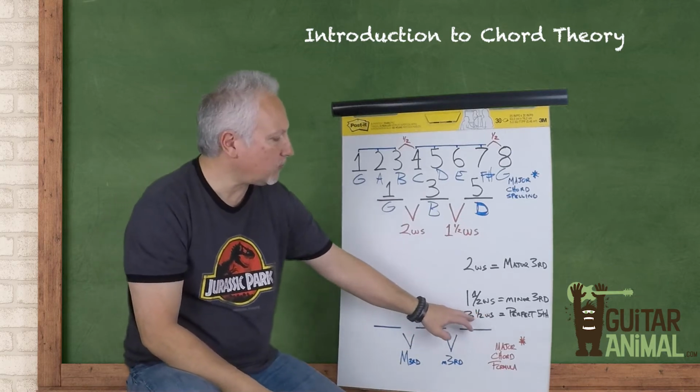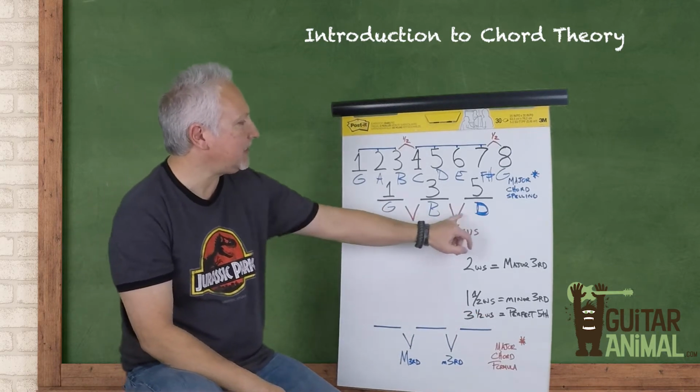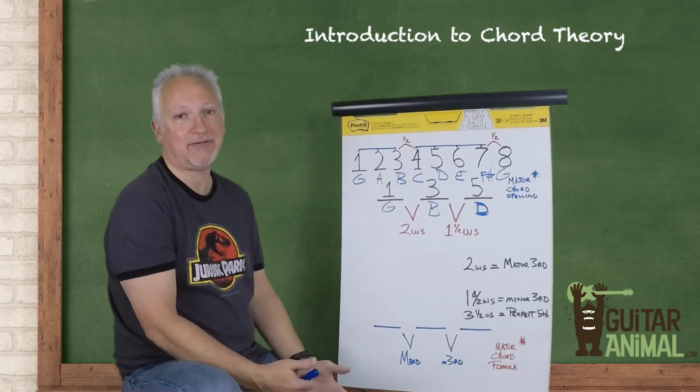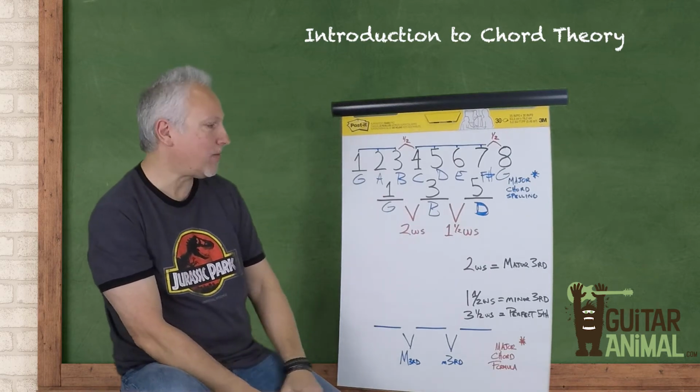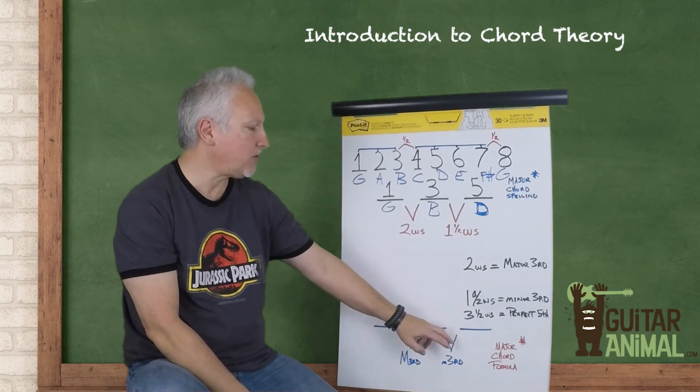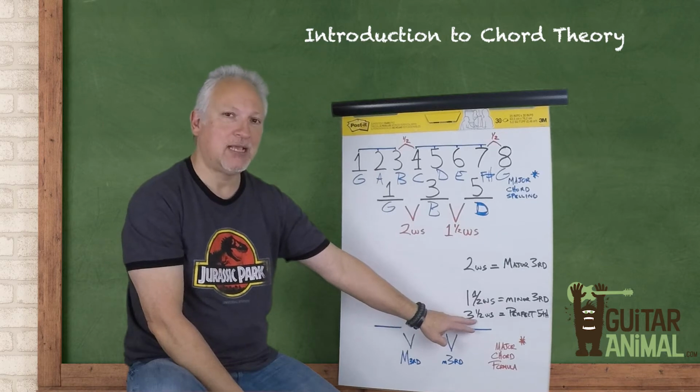The 3.5 whole steps distance, which we had from the G to the D, is known as a perfect fifth, and we usually just refer to that as a fifth. All right, so things to memorize. 2 whole steps is a major third, 1.5 whole steps is a minor third, 3.5 whole steps is a perfect fifth.